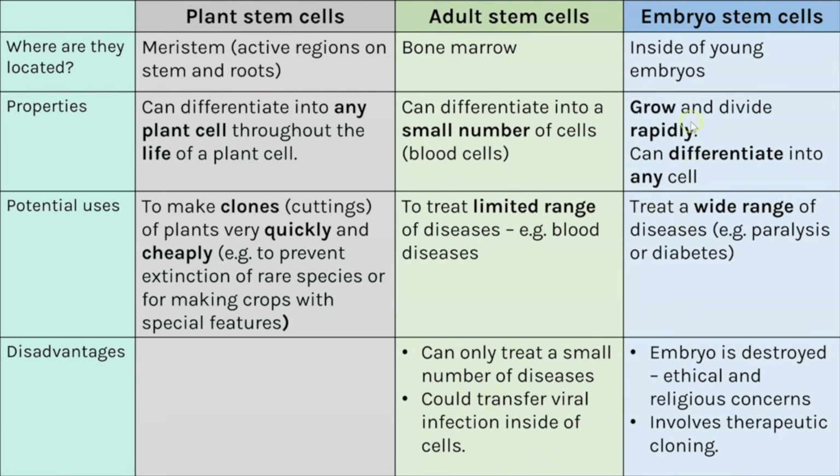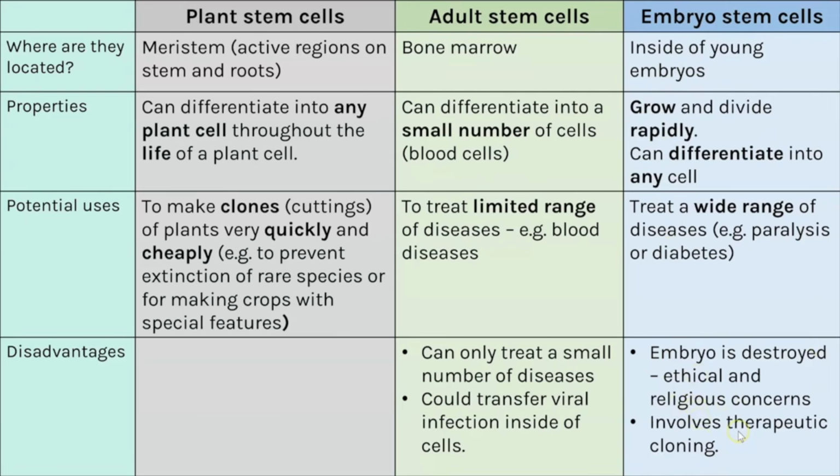Embryonic stem cells, because they can differentiate into any type of cell, could be used to treat a wide range of diseases, because you would then allow the stem cell to differentiate into a particular specialized cell to replace faulty ones. For example, you could replace cells in the pancreas to treat diabetes, and you could replace damaged neurons in the spine to treat paralysis. The downside, though, is that taking the stem cells from an embryo destroys the embryo, which involves lots of ethical and religious concerns.